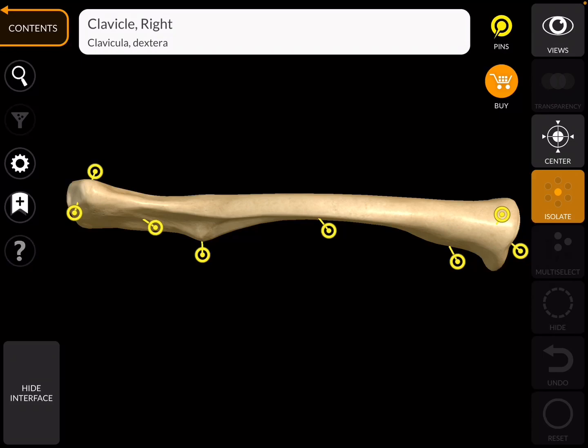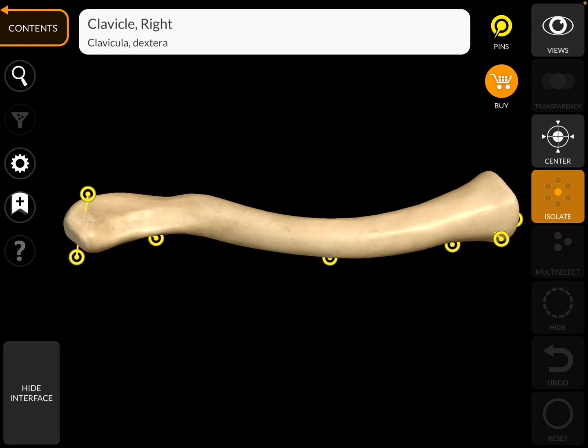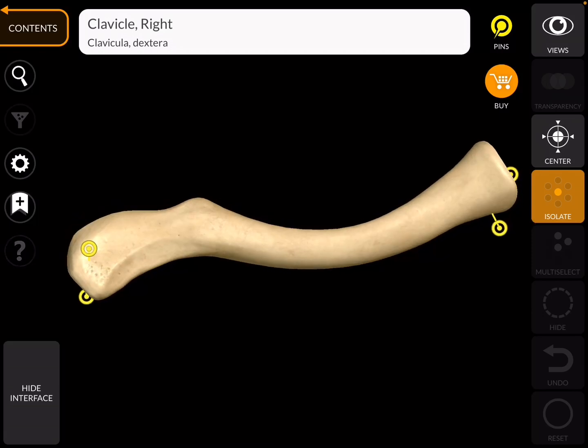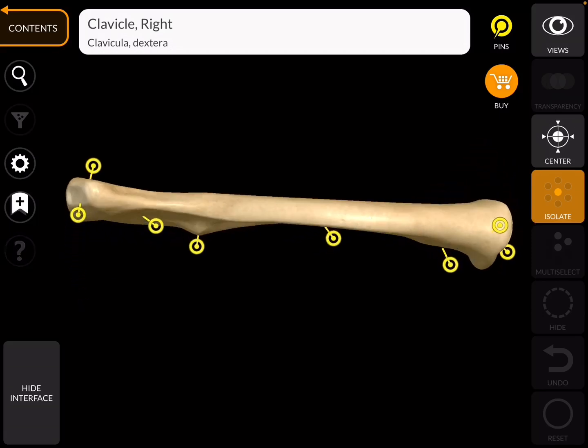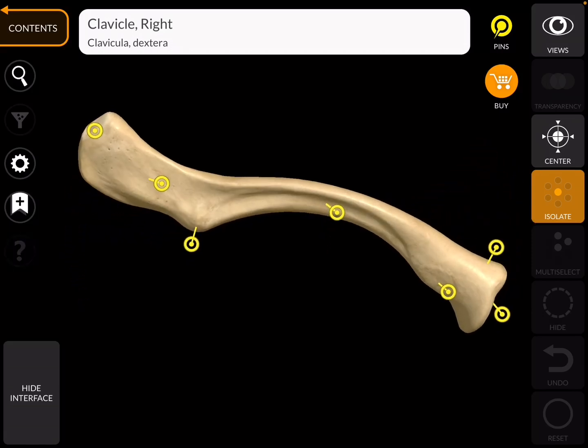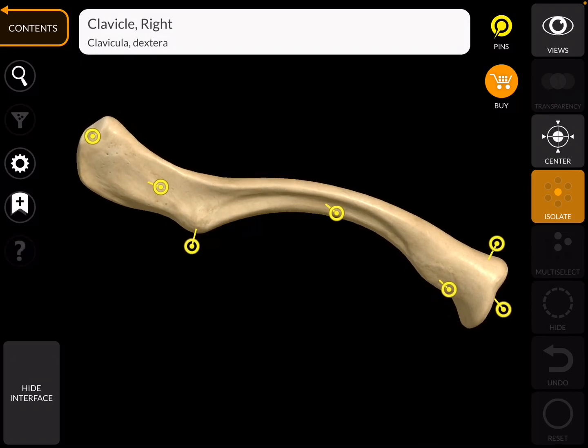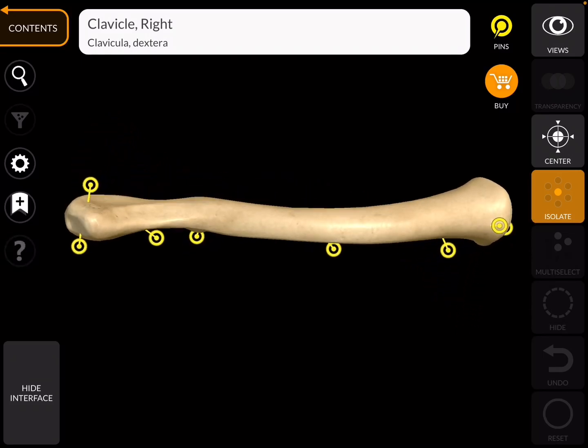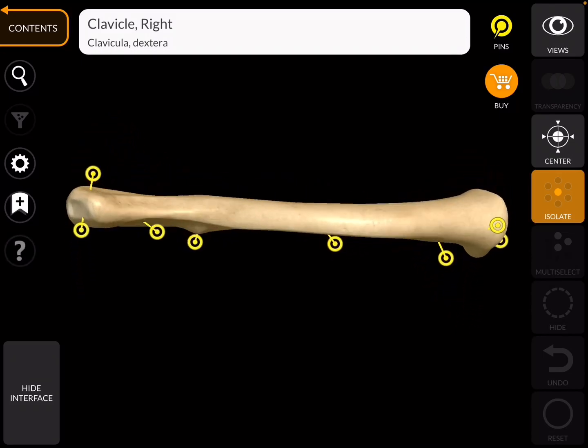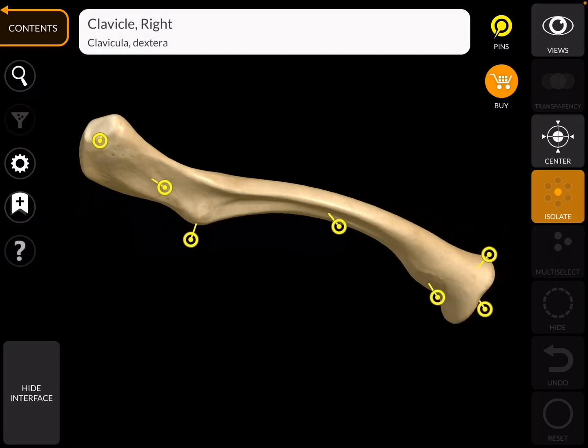It has got two surfaces. This surface that is here is what we refer to as the superior surface, and it also has another surface below it, which we call the inferior surface. The superior surface is normally smooth, and the inferior surface is rough because it attaches to the ligaments, and it also relates to the first rib.